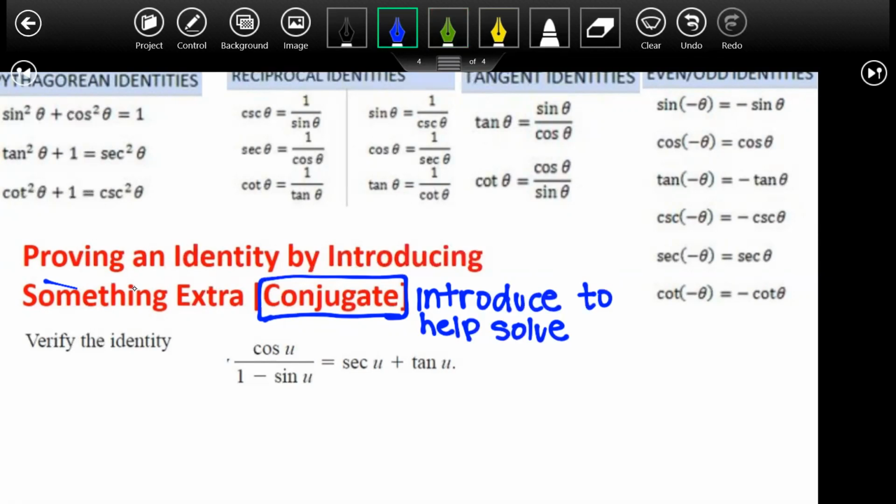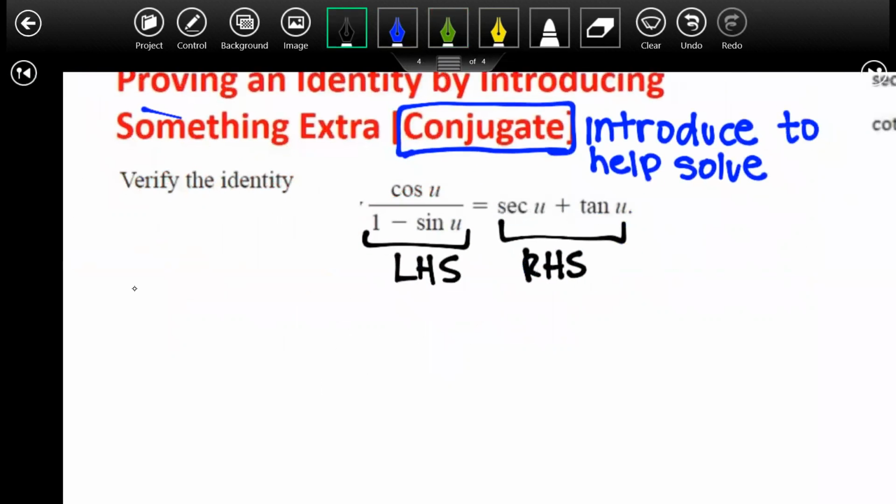Now, again, work with the harder side. And what I see here is that the left-hand side is actually harder than the right-hand side. And I'm going to show you why. If I do give you something like this, I'll tell you, prove the trig identity by using the conjugate, just because this is what I want to be able to see with this. So let's start this one out.